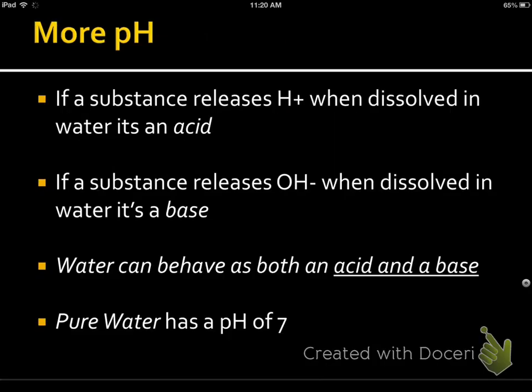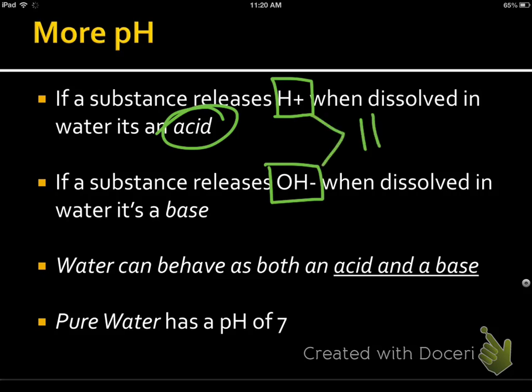Then one last little blip here about pH. If a substance releases H+, which we just said are hydrogen ions, when dissolved in water, it's an acid. If it releases OH- when it's dissolved in water, it's a base. These are hydroxide ions, and you know that these two together make H2O. So it just depends on what's released when it's added to water.